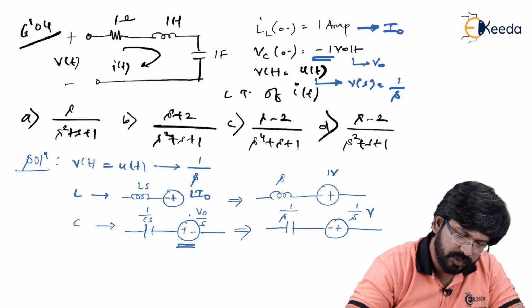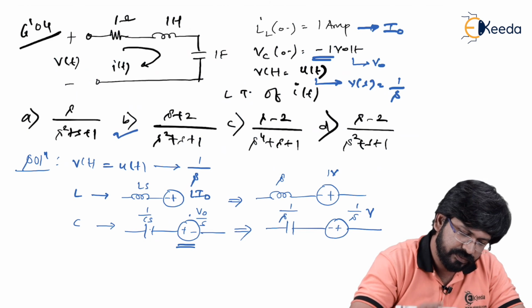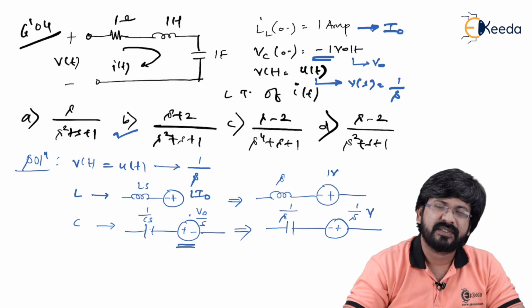So let's go to the options. As you can see, option number B is the correct option. I'm sure you have understood all these problems. Thank you.